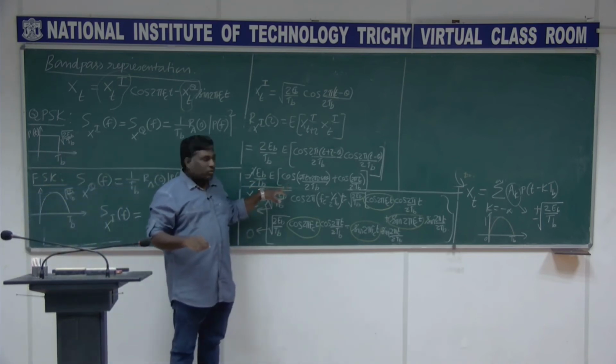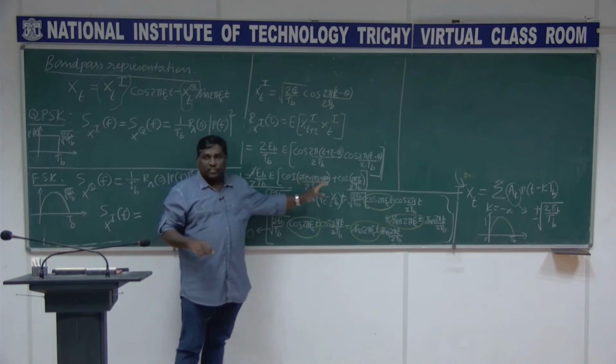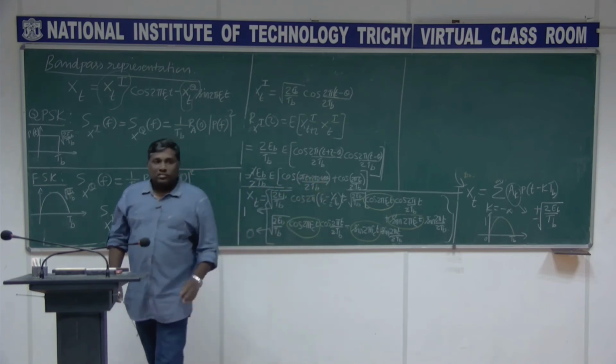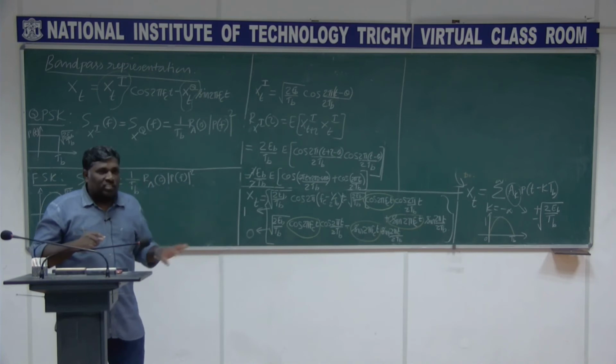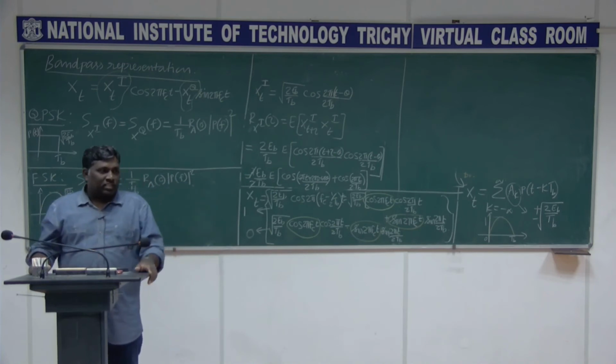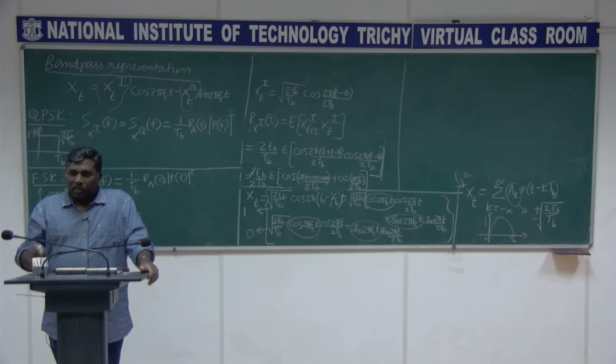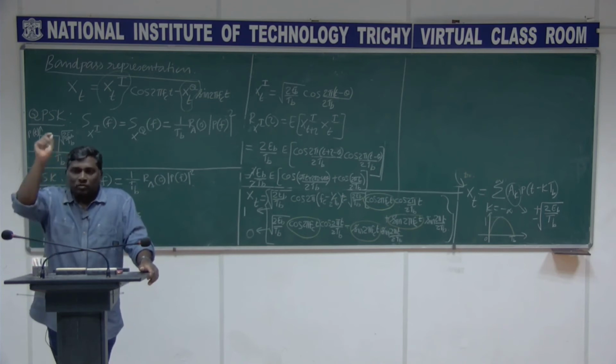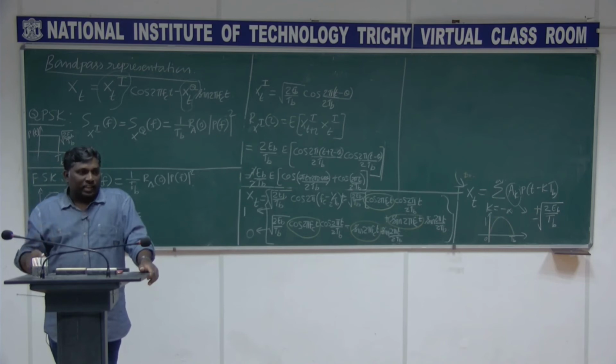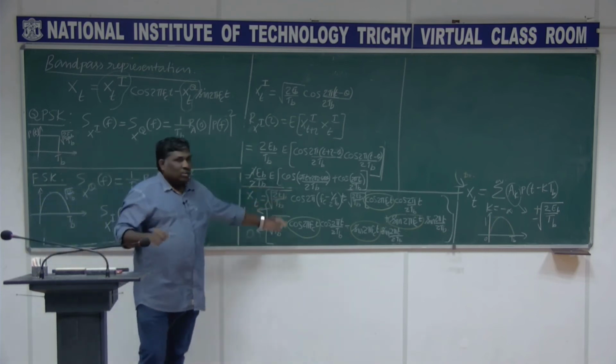right, so what do you do? This is the expectation of a function of theta, right. So integral of this function times the density function, which is uniformly distributed, so it is 1 by Tb. The integral is from 0 to Tb. If I do this integration for the cos, you get what?